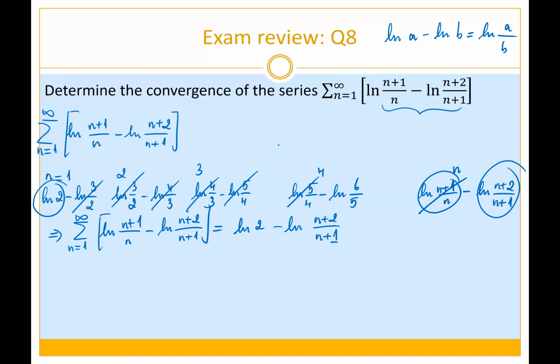Now, as n goes to infinity, n plus 2 over n plus 1 approaches 1, so this term is going to be ln of 1, which is 0. Sorry, 0, not 1. ln of 1 is 0. And so the limit of the partial sum of the series is going to equal ln of 2. And so this one is convergent.